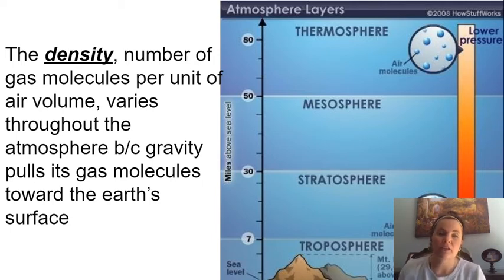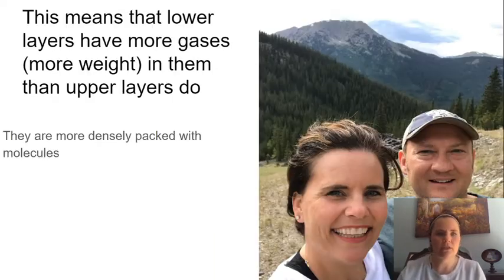So, density. The number of gas molecules per unit of air volume varies throughout the atmosphere because gravity pulls its gas molecules towards the Earth's surface. So, I think we all know 9.8 meters per second squared. And that's pretty much standard.